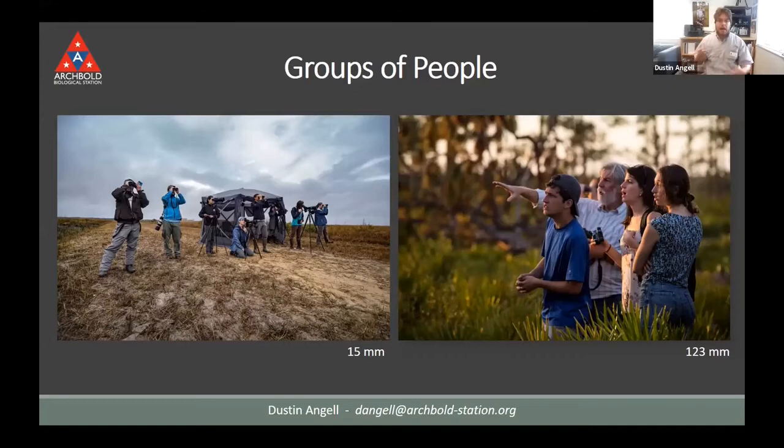pictures, and what I want you to think about is that you have tools in your toolkit. If you're a musician and you're writing a song, do you play this instrument or do you choose to play that instrument?